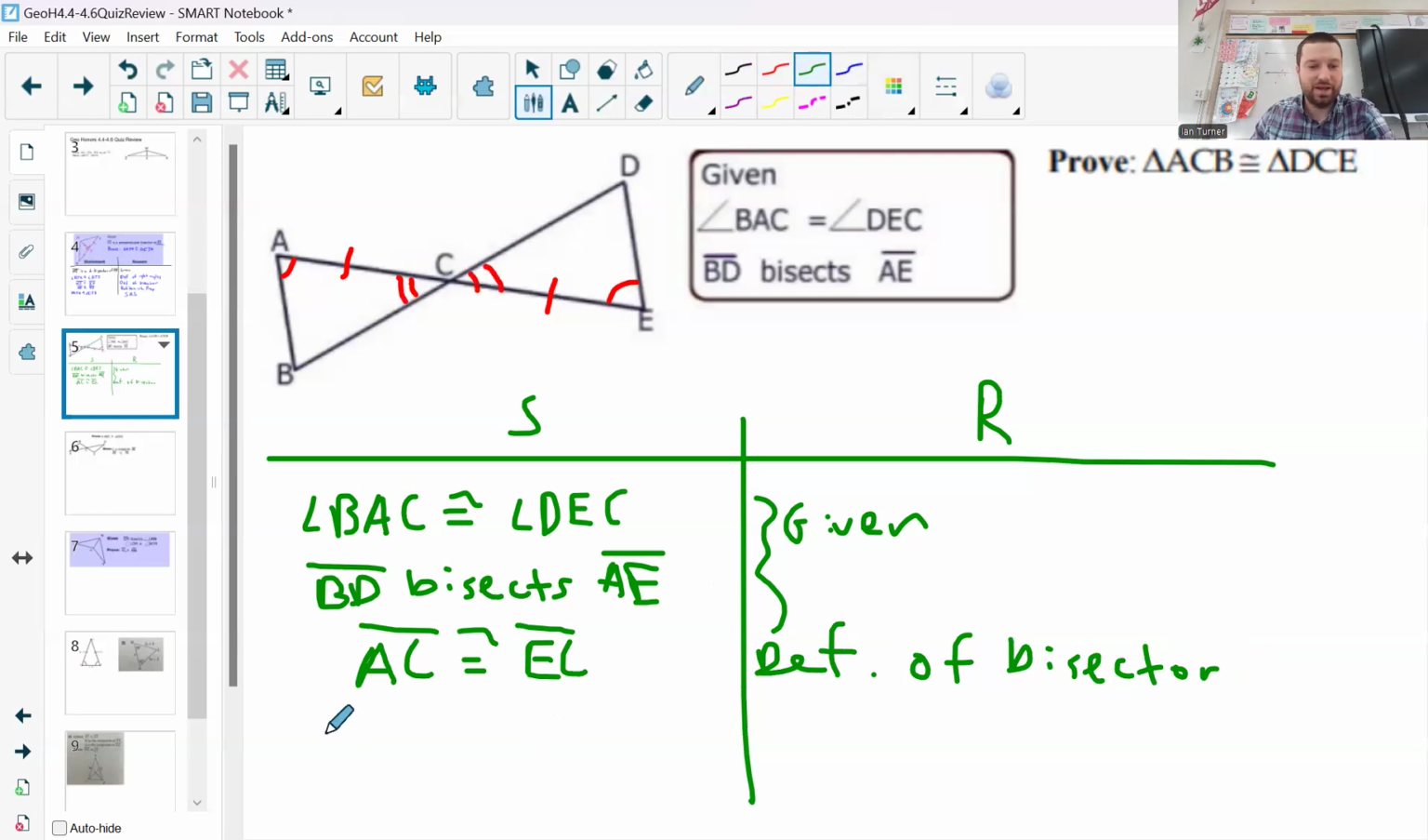So we can say angle ACB is congruent to angle ECD. And that's vertical angles. Look at that E. What a piece of work, piece of art.